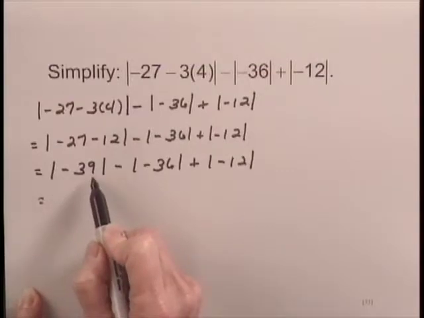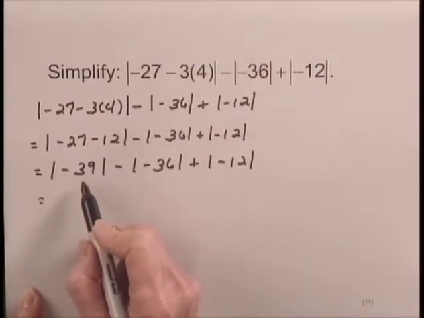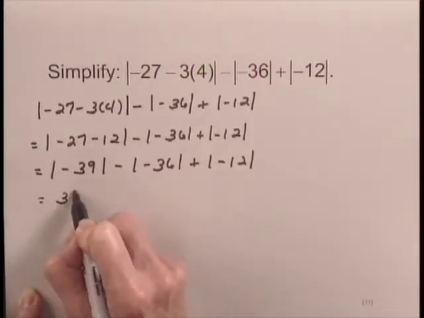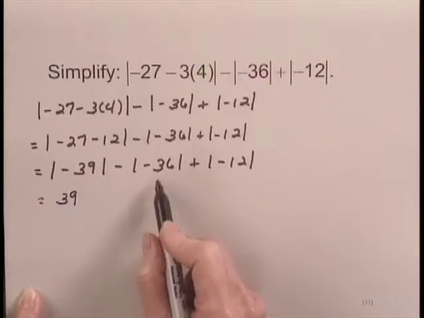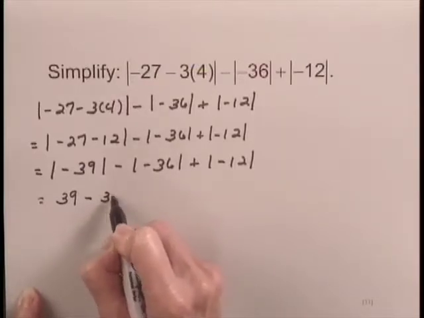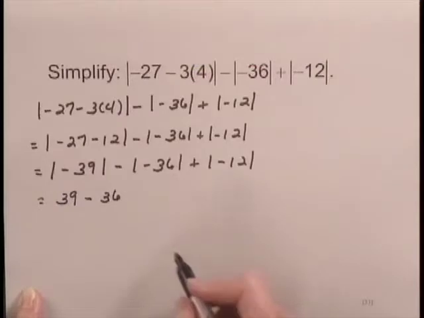The absolute value of negative 39, remember if a number is negative, to find its absolute value we just make it positive. So the absolute value of negative 39 is 39. We do the same type of thing with the absolute value of negative 36. The absolute value of negative 36 is 36. And the absolute value of negative 12 is 12.